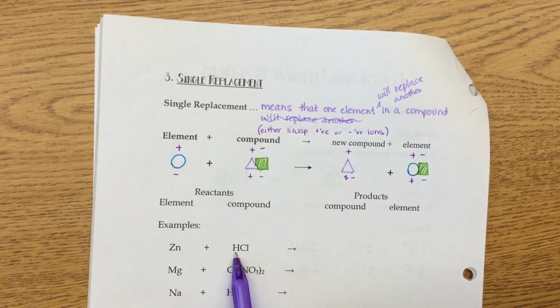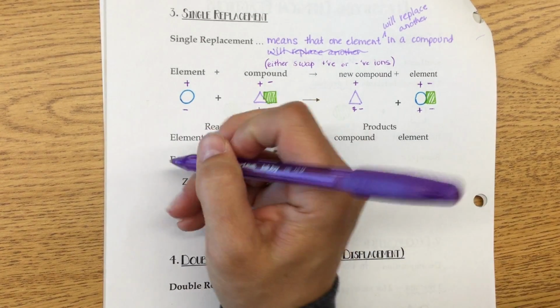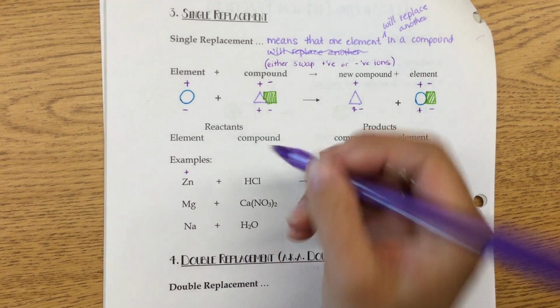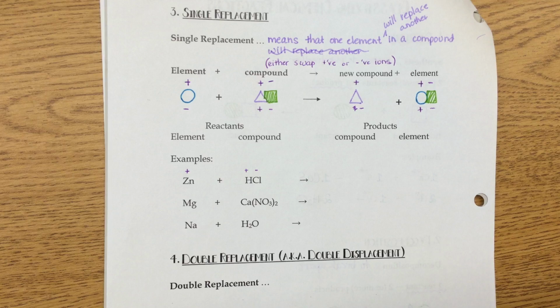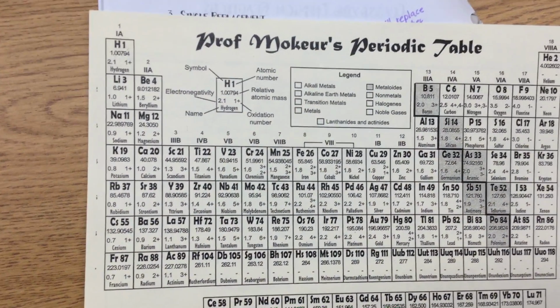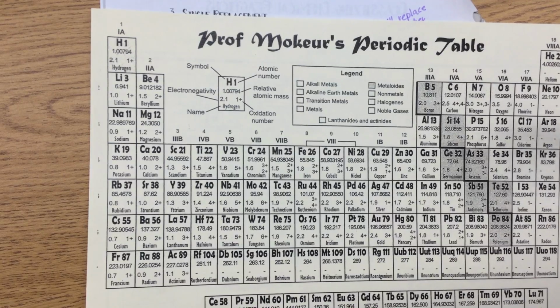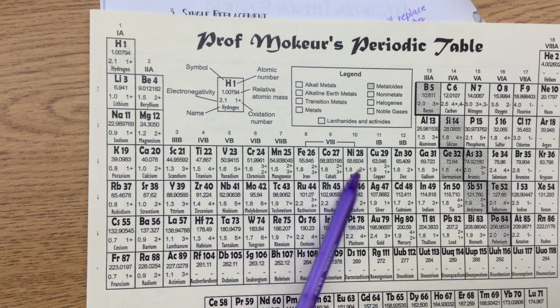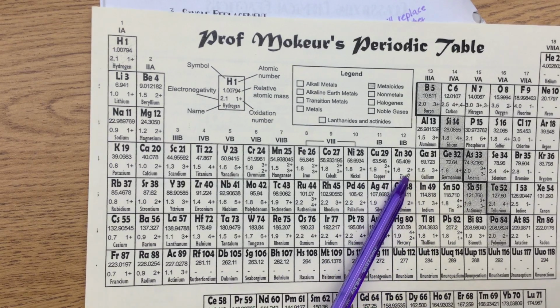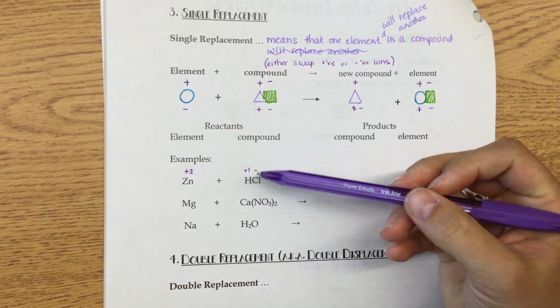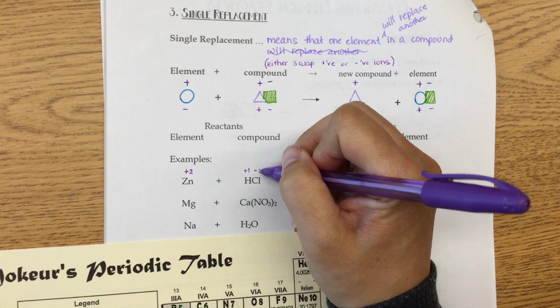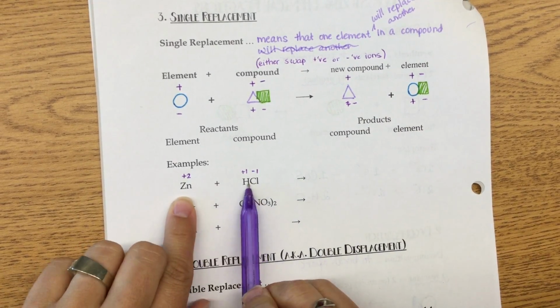Okay, here we have zinc plus hydrogen chloride. Zinc is a metal, so it's going to have a positive charge. Hydrogen also has a positive charge, and chlorine has a negative charge. Okay, and what exactly are their charges? Oh, forgot my periodic table. 2 seconds. Okay, charge for zinc. Where is zinc? Zinc is metal. Ah, here. Charge for zinc is +2. Charge for hydrogen is +1. And the charge for chlorine is -1.